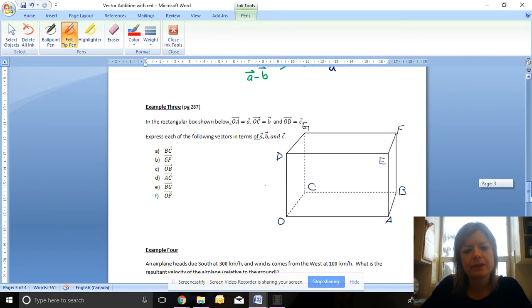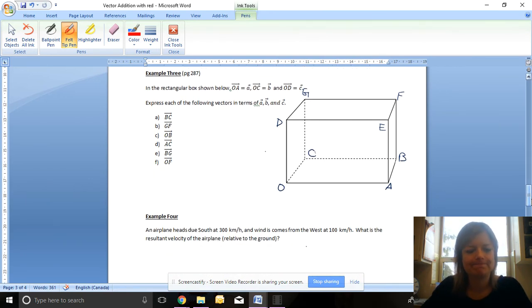Okay, last example for this video. Oh, sorry, no, 2 more. Okay, in the rectangular box shown below, OA is vector A, so let's label that as little a. OC is B, so that's little b in there. And OD is C, so there's little c there. Okay, so they want us to express each of these in terms of A, B, and C. So either as opposite vectors or the addition of vectors.